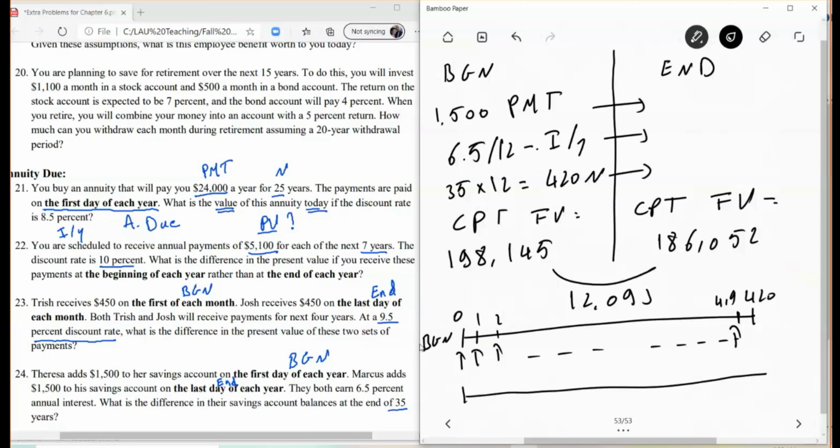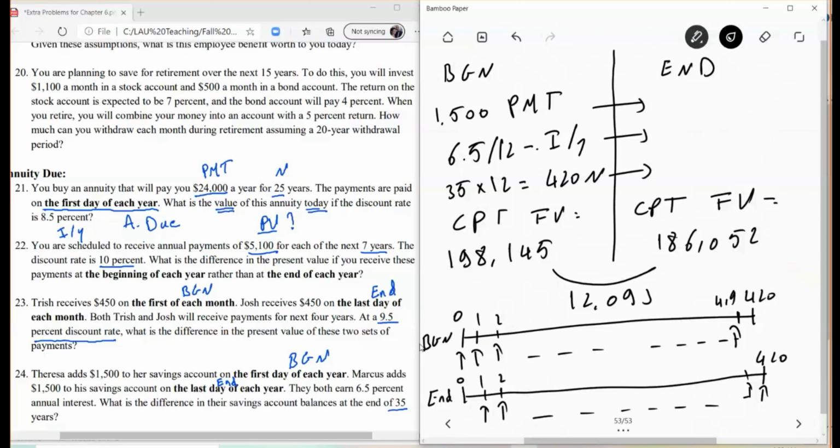When I'm in the end mode, I'm making the payments at the end of the month. So my first payment is at t equals 1. The second payment is at t equals 2. So now here I have my last payment at month 420.